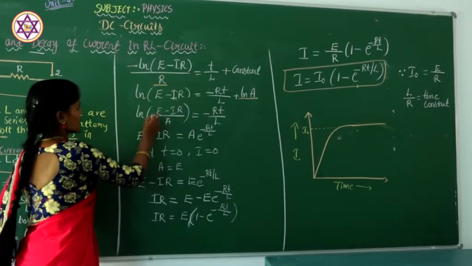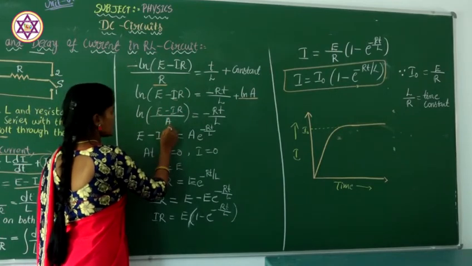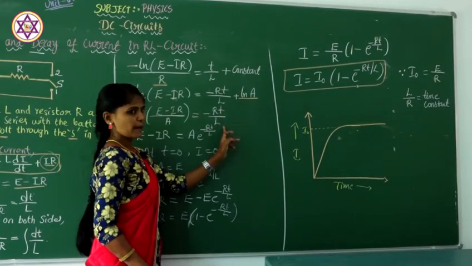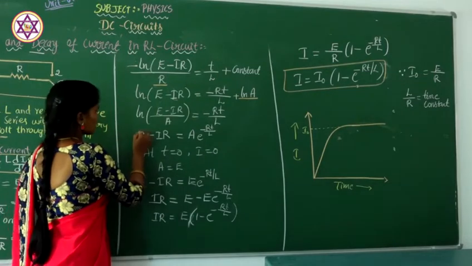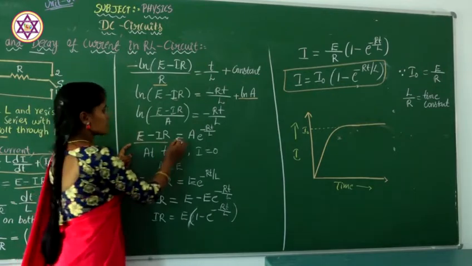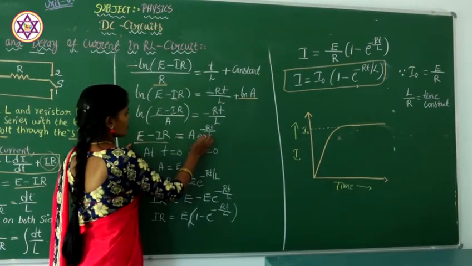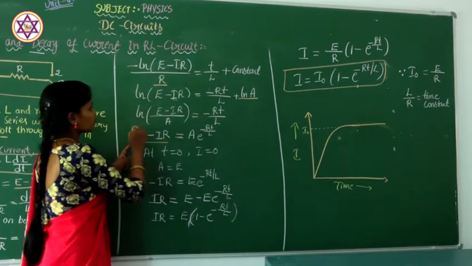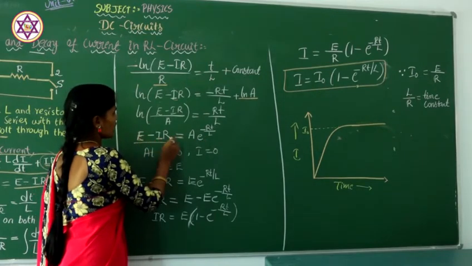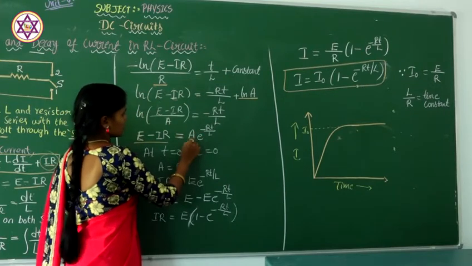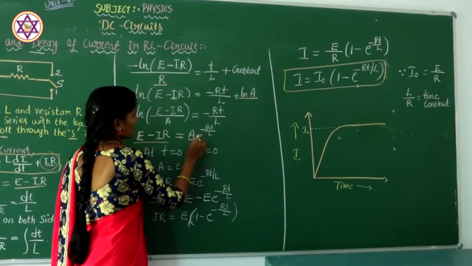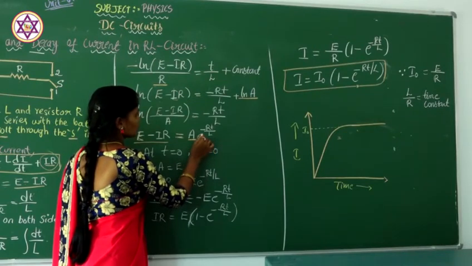Take it to one side. So, ln of (E minus IR) by A is equal to minus RT by L. Next, we consider E minus IR. E minus IR is equal to A into e to the power of minus RT by L. So, ln converted into exponential form, E minus IR is equal to A into e to the power of minus RT by L.